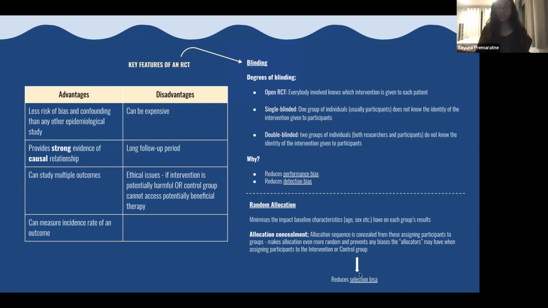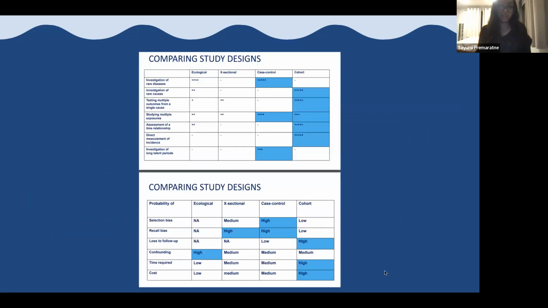By the way, all of these biases that I've talked about, I've put in the notes at the bottom of each slide. So if you're not really sure what those biases are, you can just have a read. And these are from your lecture, these two. So they're just helpful in terms of summarizing main key features of each study design. But yeah, that's pretty much all. You can have a look at that in your own time.